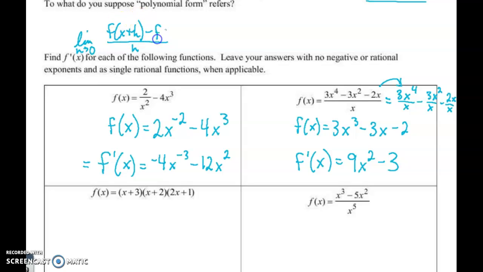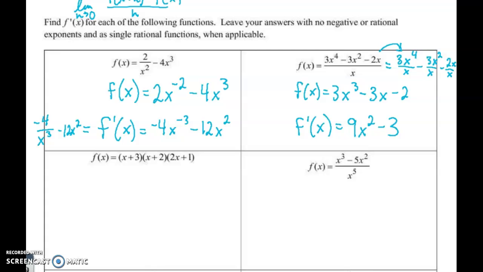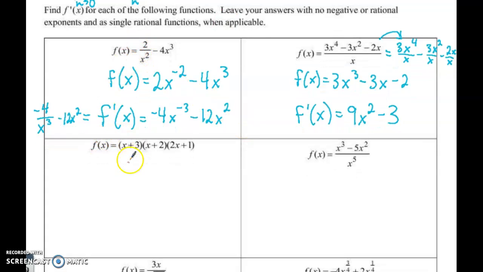Now, you just learned a shortcut so you don't have to do all that mess. And why is understanding exponents so helpful? Now you can go back and rewrite it as negative 4 over x cubed, minus 12x squared, which would have been what you would have gotten if you did that shortcut over and over again. Again, you can only do the shortcut if it's written as a series of polynomials.